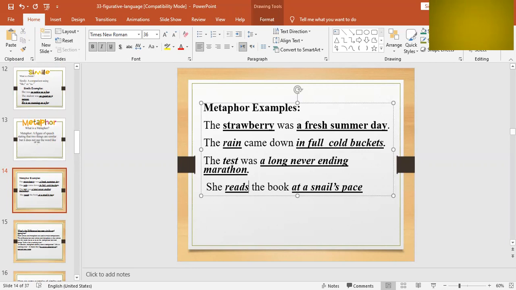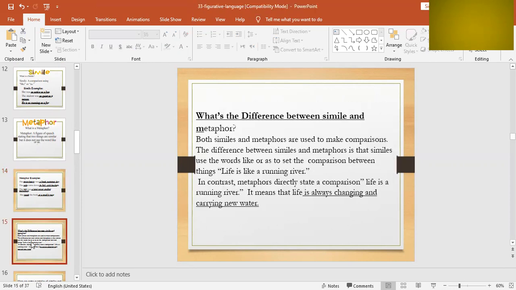This is the value of metaphor. Imagine she was reading as if she was a snail walking very, very slowly. So imagine it in your mind. This is the value of using metaphor. What is the difference between simile and metaphor?